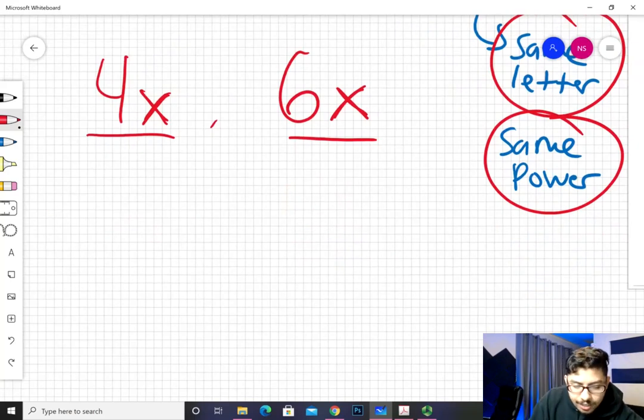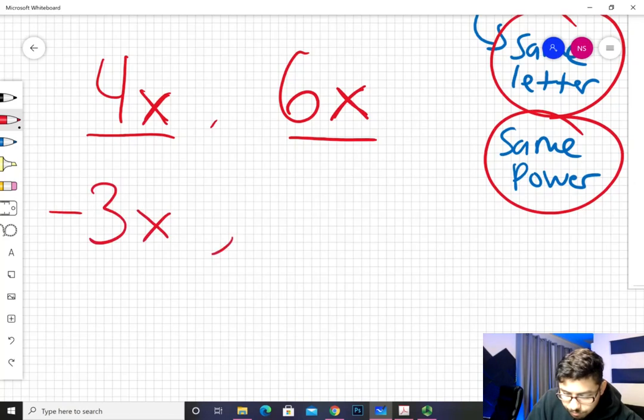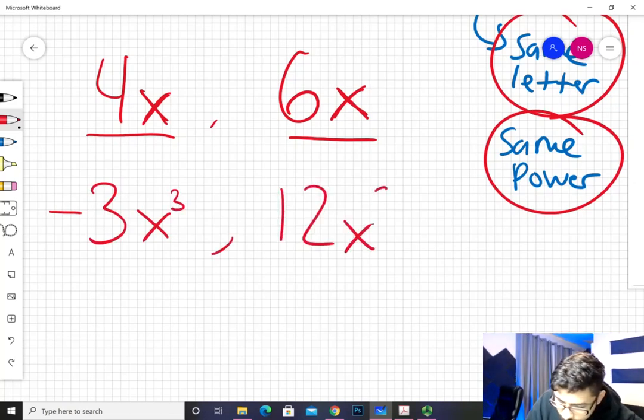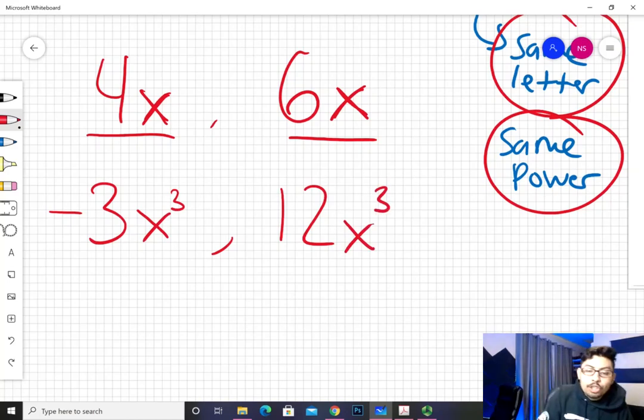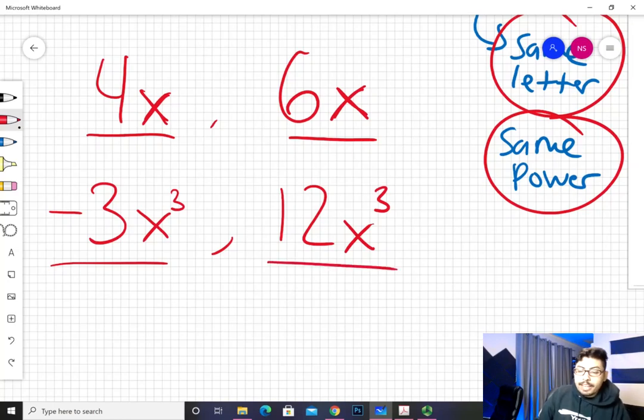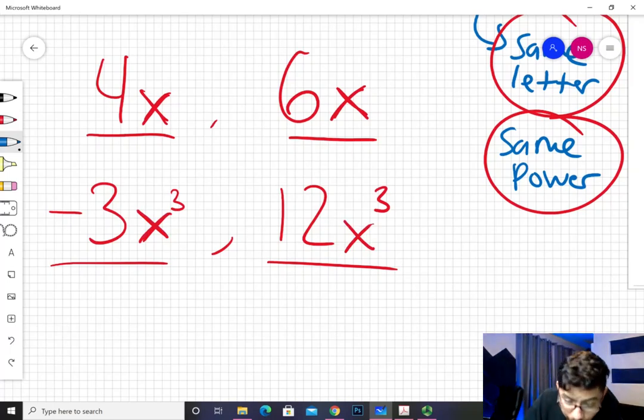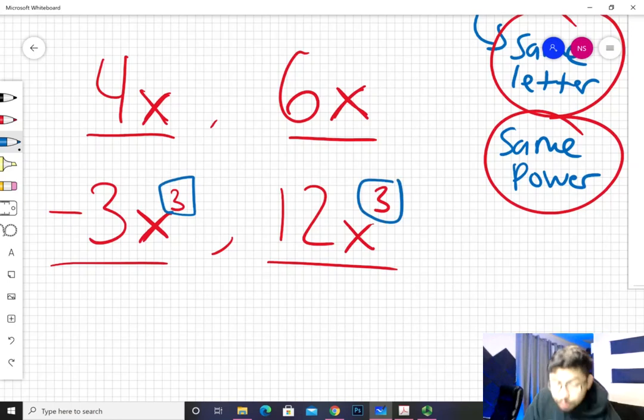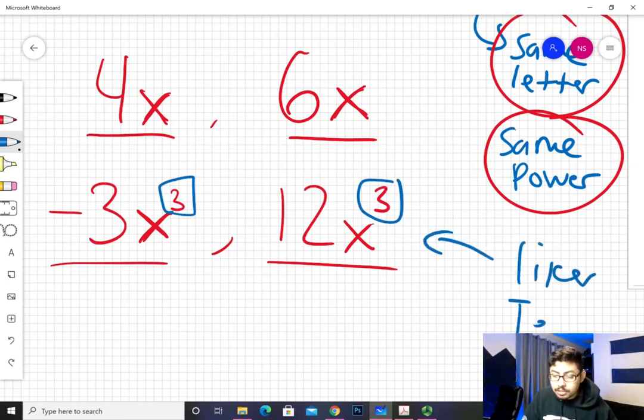Let's look at this one right here. All right. My 2 terms, what do you see? Negative 3x cubed, 12x cubed. Do they have the same letter? This one has an x, this one has an x. Okay, we're good there. But do those letters have the same power? Well, this x has the power 3 and this x has the power 3. Guess what? These are like terms.